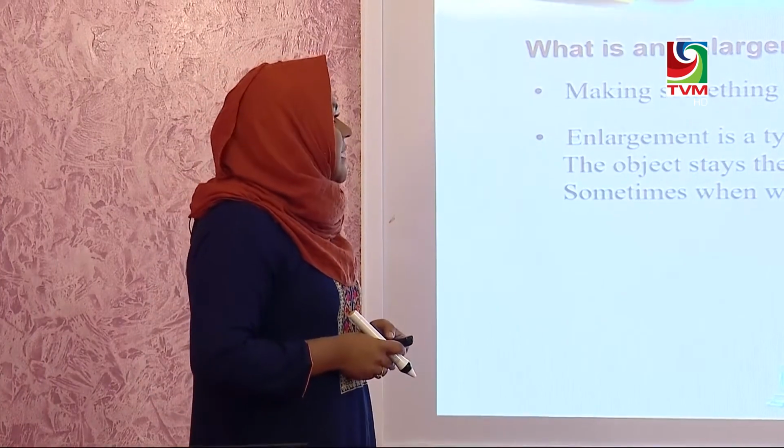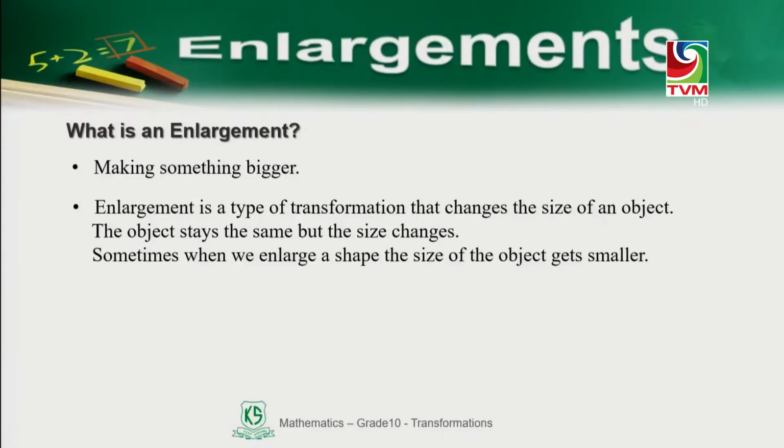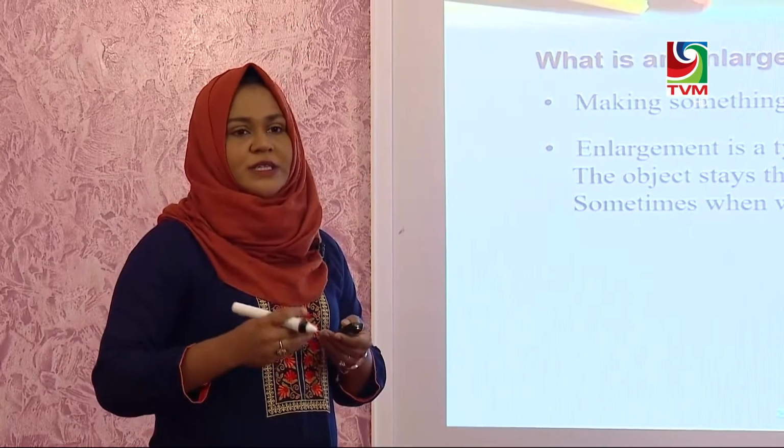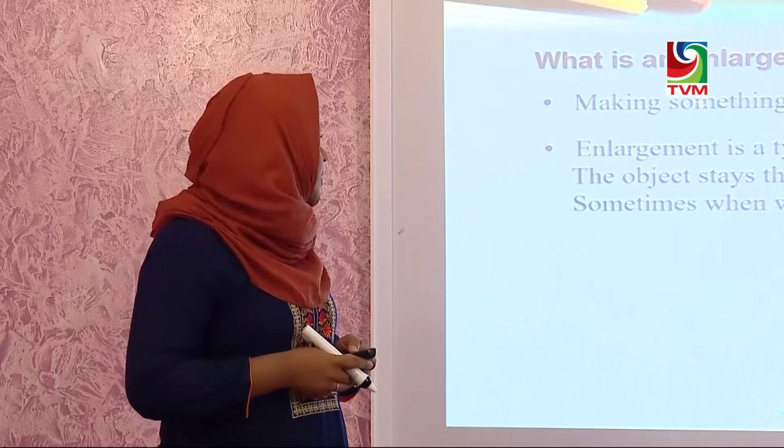It says the object stays the same, but the size changes. Here the object stays the same means the general shape of the object will be the same. If you are given a rectangle, the enlargement of it will be a rectangle, the shape will be the same, only its size is going to change.